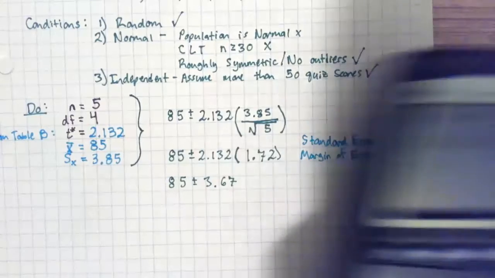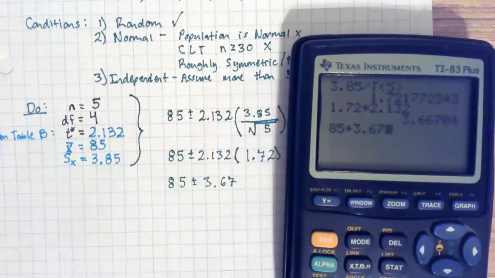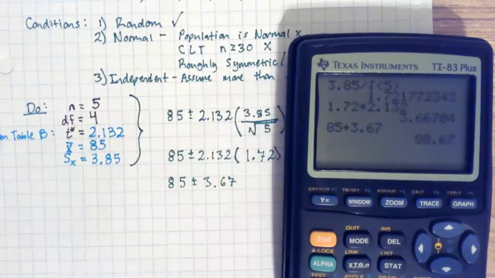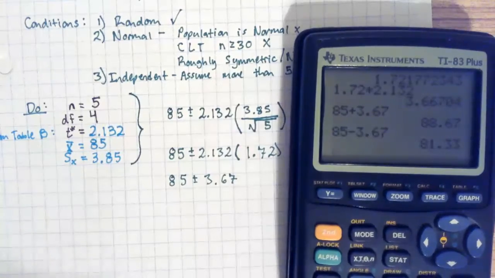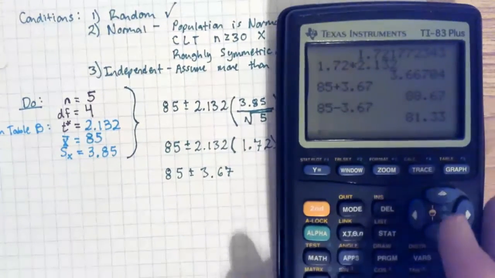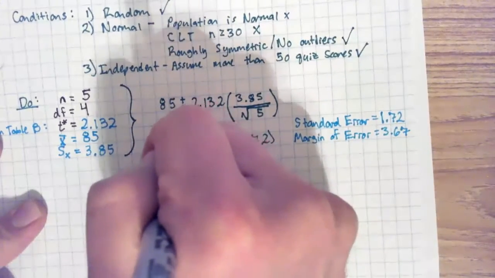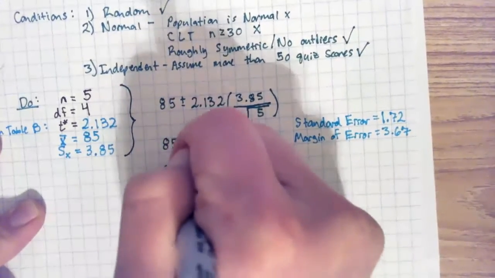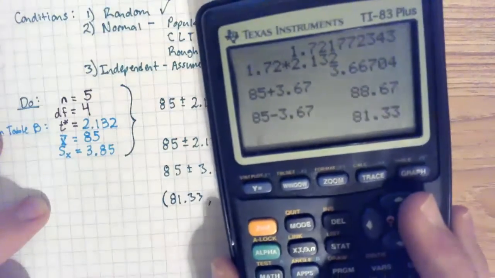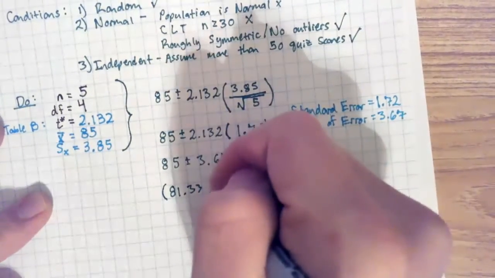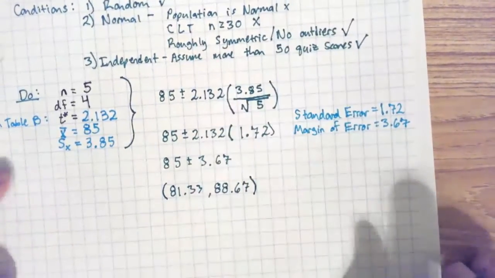Okay, well, let's finish this off. So we have 85 plus 3.67, 85 minus 3.67. That's what we'll use to create our confidence interval. So our confidence interval is literally going to range from 81.33 up to the higher amount, 88.67. All right, so the confidence interval has been created.